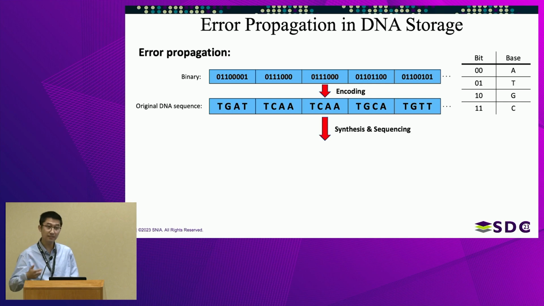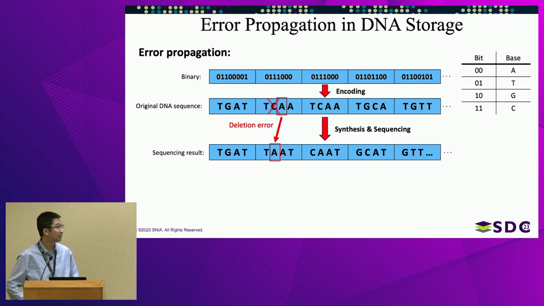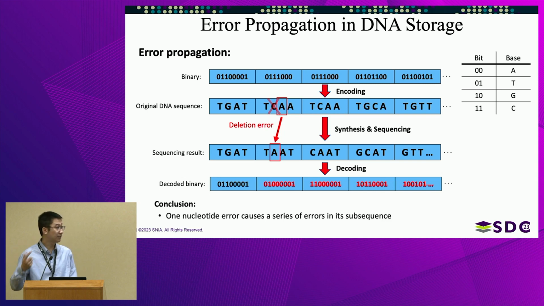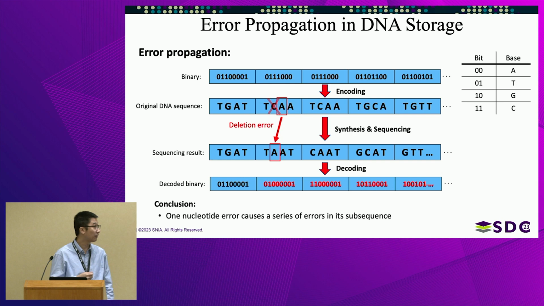Because the synthesis and sequencing process is error prone, we assume one deletion error happens. That means for the second chunk here, C cannot be read out. Okay, then what is the sequencing result? We don't have C anymore, which means subsequent nucleotides will be shifted one nucleotide left. And then we decode the data back. For the decoded binary, based on the example here, we can see only the first byte is correct, but all the rest of the data is incorrect. That means one nucleotide error causes a series of errors in its subsequence. So this is so-called error propagation.